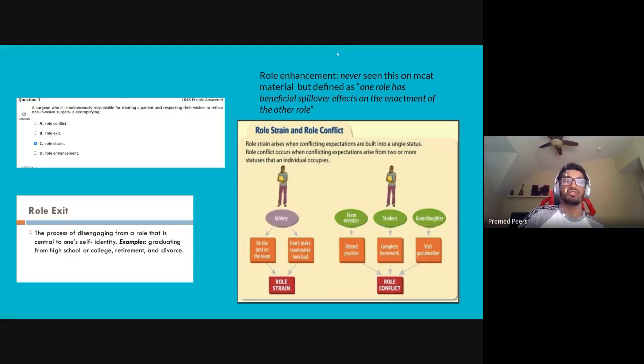And to explain the others, we have role conflict, which is where two different roles come into conflict in a certain situation. Role exit is where there's a position that we see ourselves in or we've played for a while that we suddenly choose to move on from. And role enhancement is where multiple roles that we play have a sort of synergistic effect on each other, and something we may use in one role can positively affect the other role and enhance it.